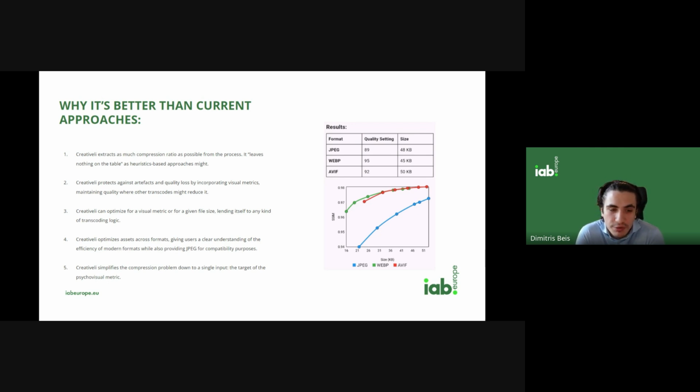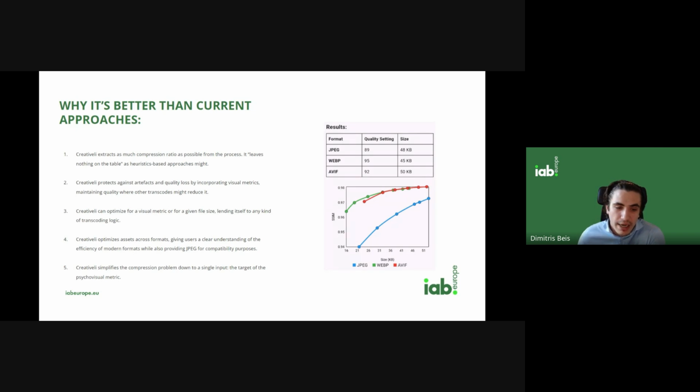It can optimize for a visual metric or for a given file size. So you can go through the visual metric, but you can also use the benchmark mode to just meet a certain file size limit. This actually lends itself quite nicely to different kinds of transcoding logic that can be based on one or the other. And then CreativeLi also optimizes assets across formats. So you always know which format is the most efficient for that particular image.